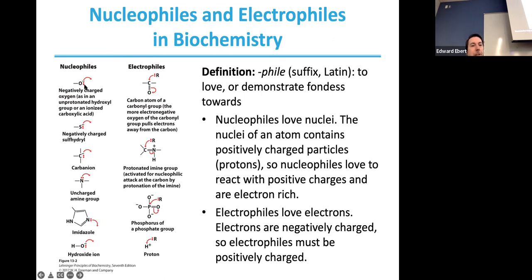If we look at nucleophiles, they tend to be negative or partially negative, so they are attracted towards positive charges, and electrophiles tend to be positive or partially positive, so they tend to be attracted to negative charges. So you can see here our oxygen with a lone pair on it has a negative charge. It's going to want to interact with a positive charge. Anything that has a lone pair is typically going to be attracted to that.